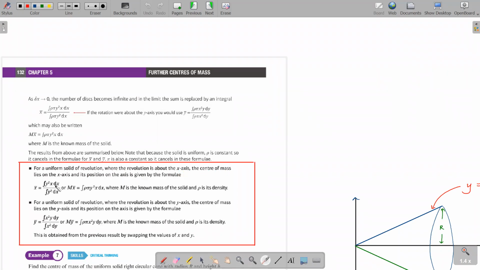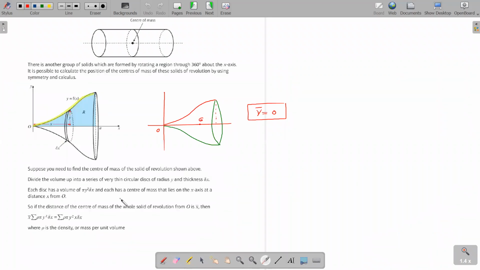The center of mass lies on the x-axis and its position on the x-axis is given by the formula x bar equals integration of y square x dx divided by integration of y square dx. Can you guys see? I think this proof is actually not that bad. I think you can go through this stuff on your own. You can kind of understand what's going on here, right?